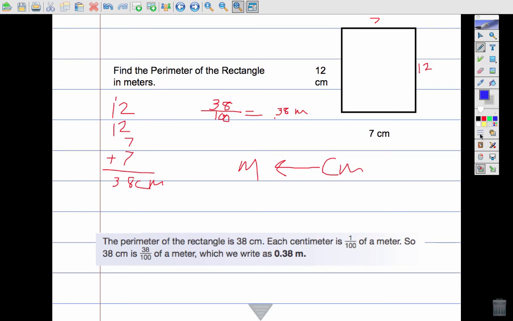And the best way to convert these is by looking at the chart that we have in our notes from lesson 31, I believe. So being able to convert these back and forth is really going to help you in this section.